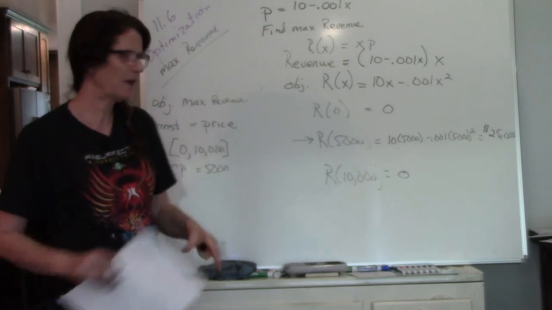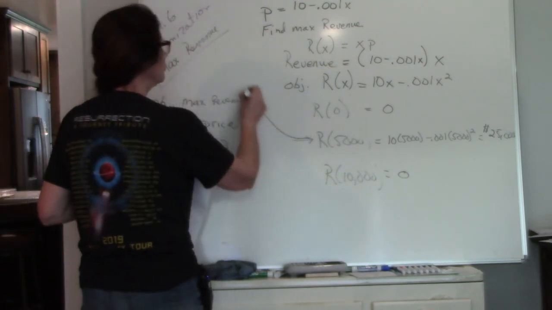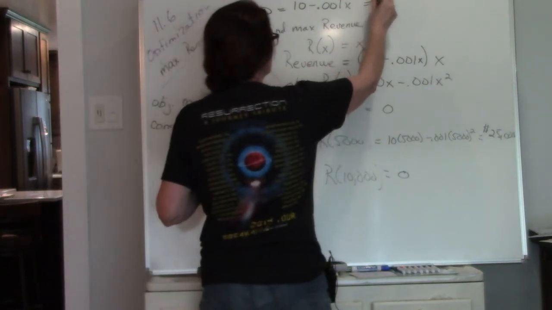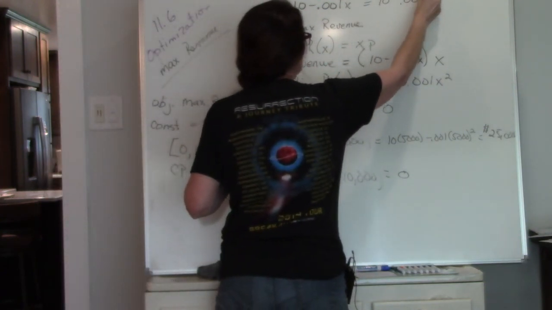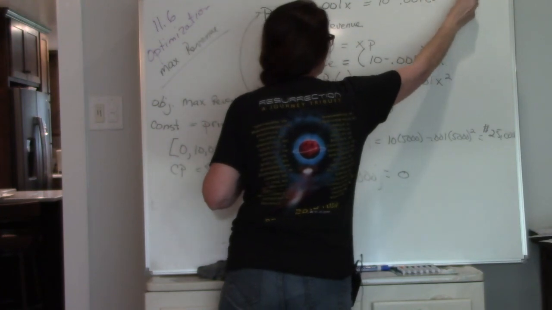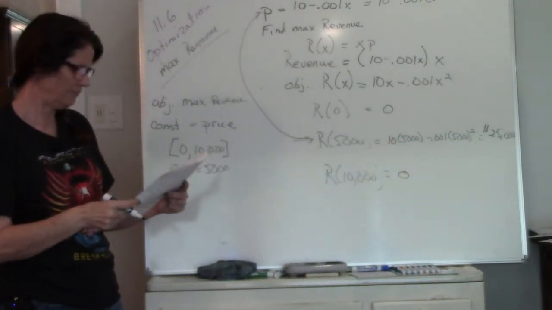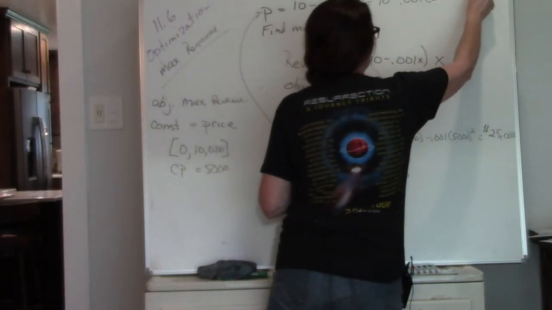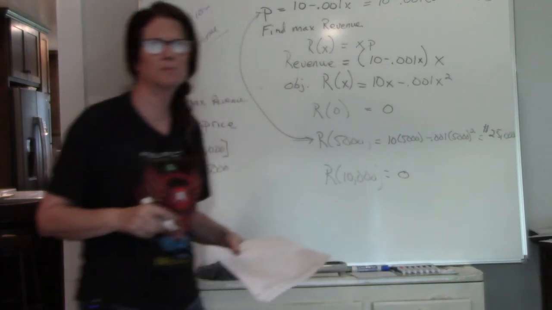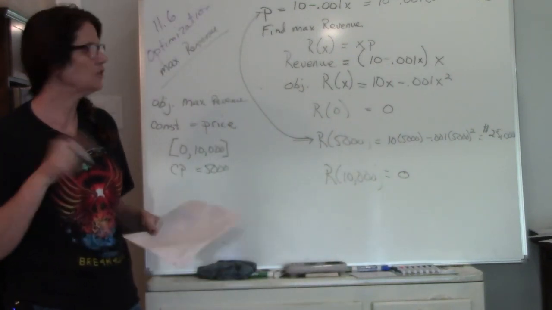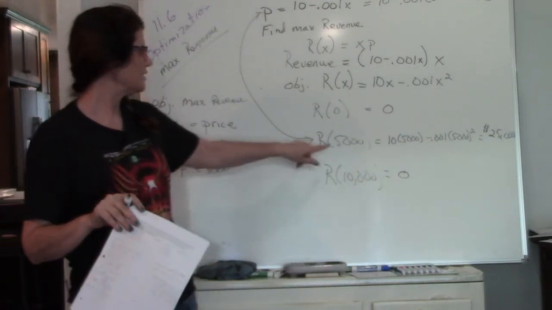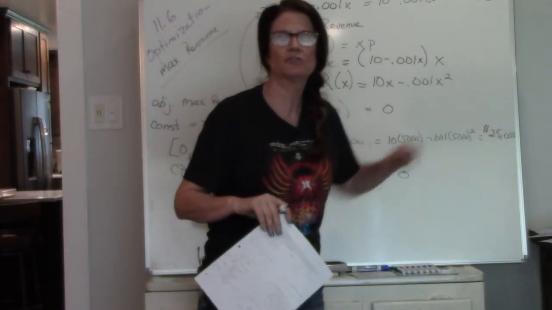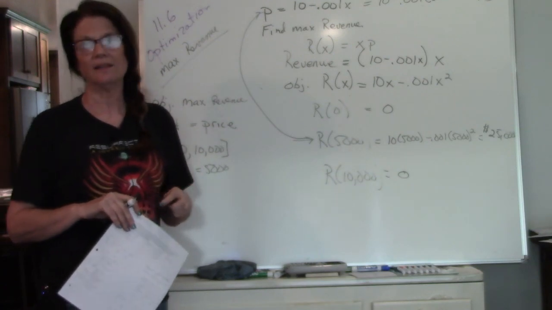How do you find the price? You plug your critical point back into the price function. So the price is 10 minus 0.001 times 5,000, because that's how many markers I'm going to sell. And it comes out to be $5. These are very expensive markers. Each marker costs $5, and when I sell 5,000 of them, I'm going to have a maximum revenue of $25,000. And that is maximum revenue.